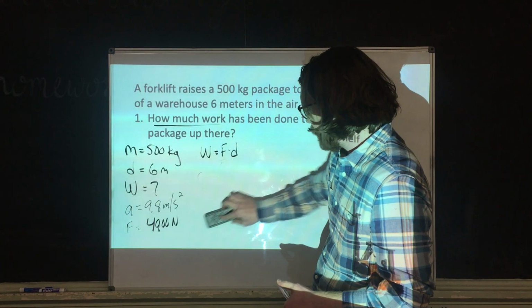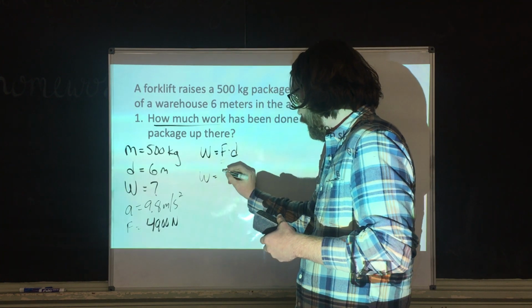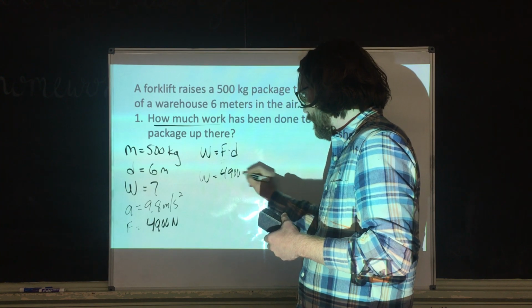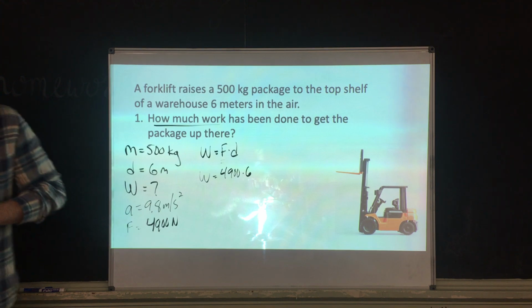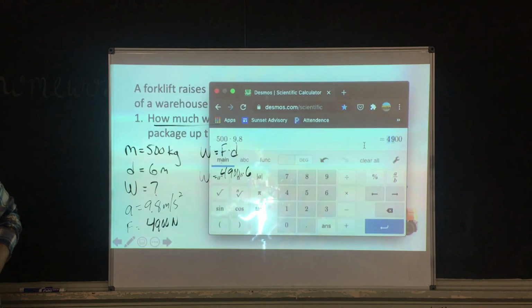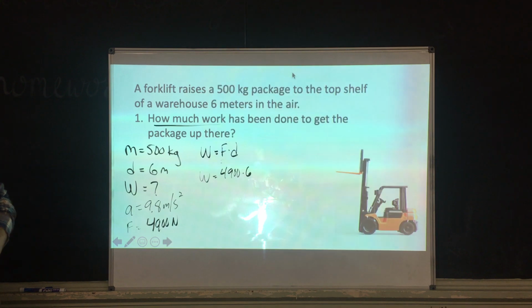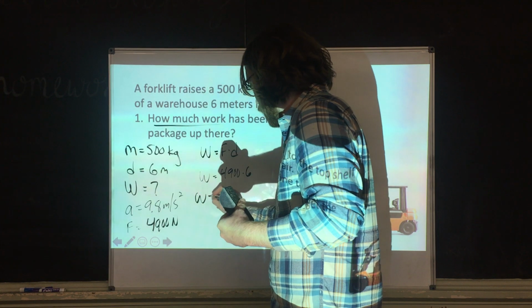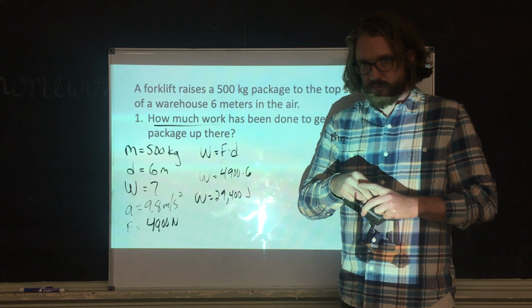Well, now that we know the force, we can find the work. Work equals our force, 4,900, times our distance, which is 6 meters. So let me go back to our calculator. I'm going to clear this, and I'm going to go 4,900 times our distance, which is 6 meters, and that gives us 29,400, which means that our total work is 29,400 joules. You with me?